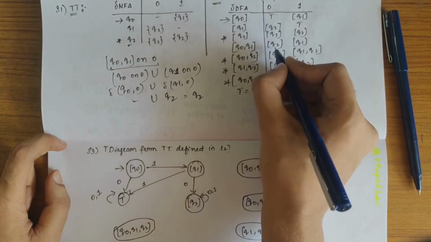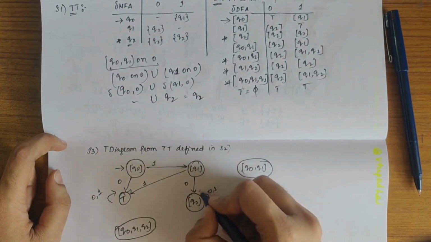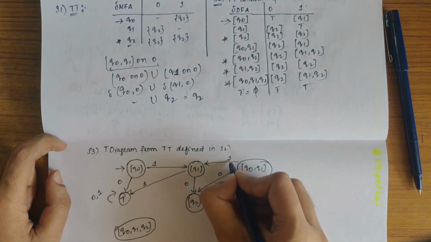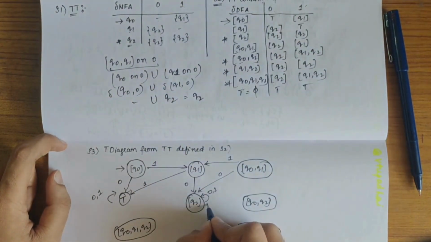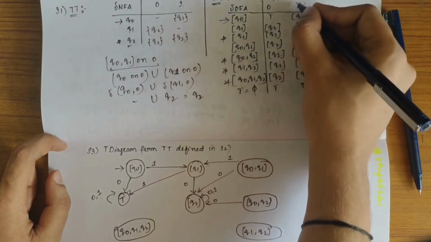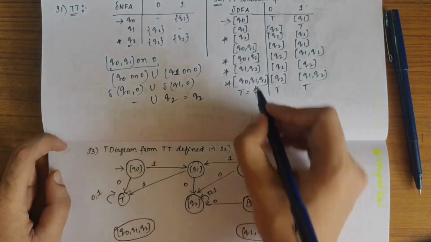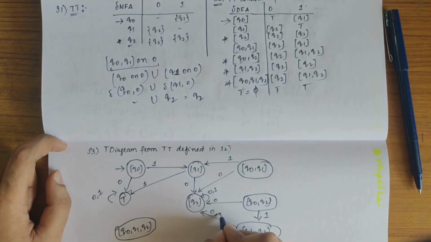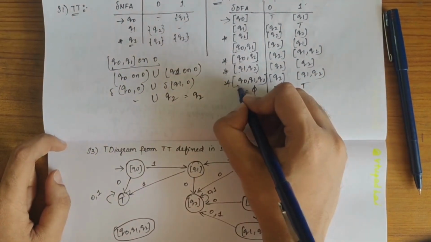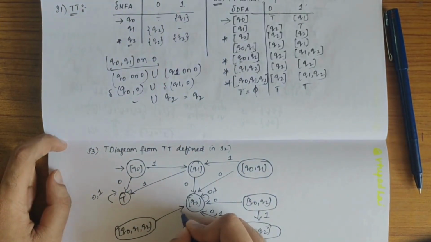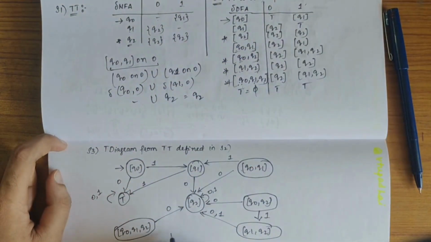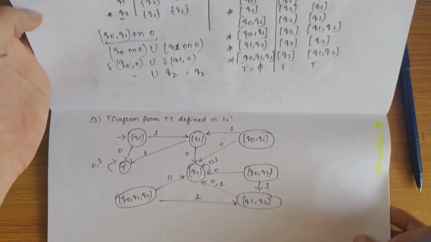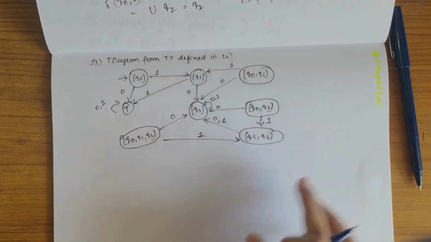Next, q0 q1 on 0 gives q2. q0 q1 on 1 gives q1. q0 q2 on 0 gives q2. q0 q2 on 1 gives q1 q2. Next, q1 q2 on 0 gives q2. q1 q2 on 1 also gives q2 itself. Then we have q0 q1 q2 on 0 gives q2. q0 q1 q2 on 1 gives q1 q2. So here we have defined all the states. So the transition diagram for all the states is done.